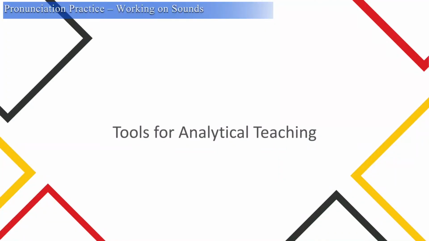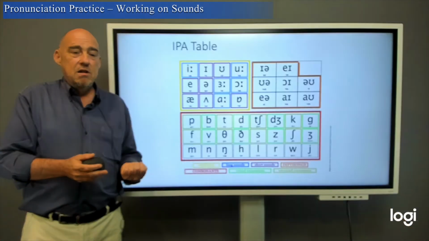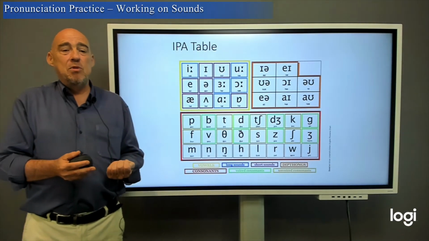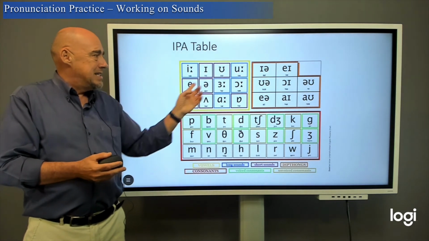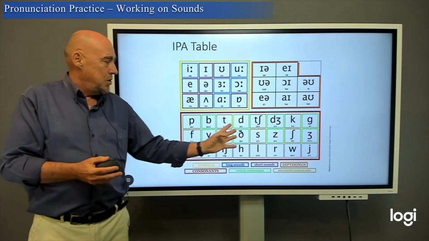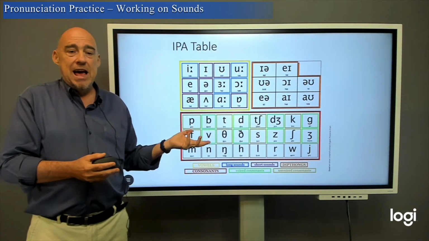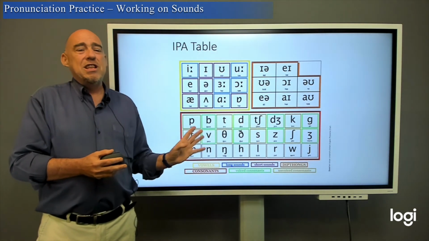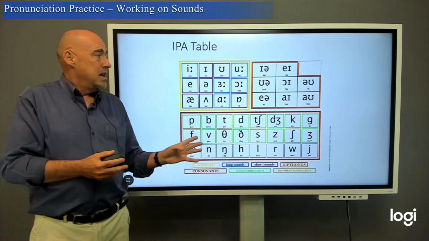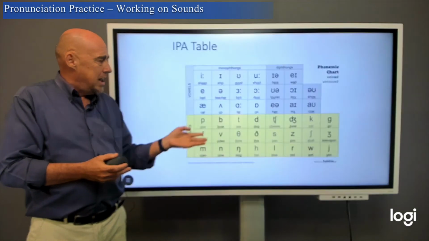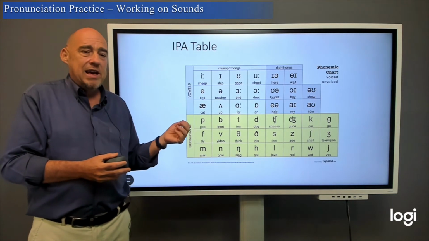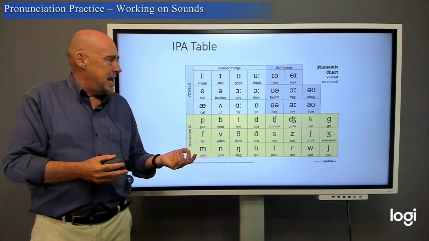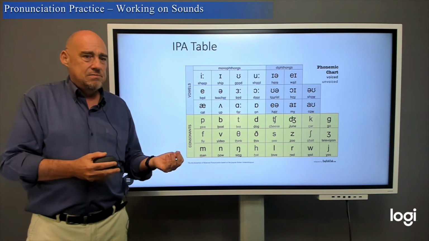Let's look at some tools for analytical teaching now, because these can be really useful for your classroom. First is the IPA table. The IPA table uses these symbols to represent the letters, right? Some people love using the IPA, some people don't like it. Pick which one you really like. This is actually one of my favorites. Pick one that you like, try it out, see how you feel about it.